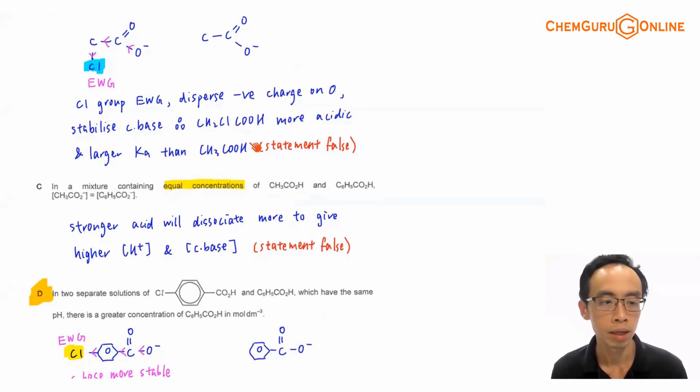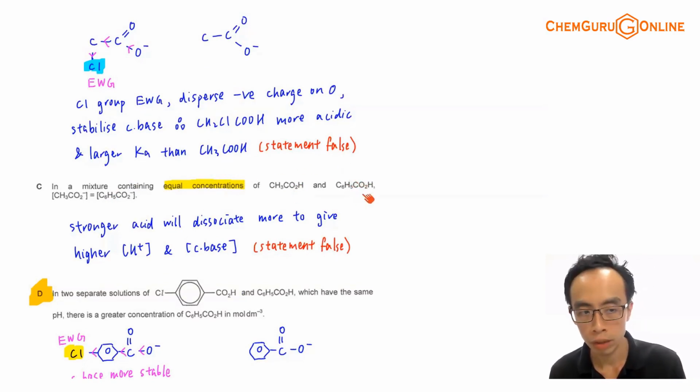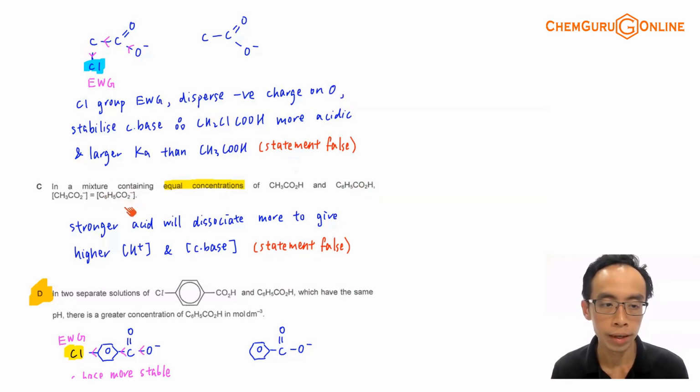How about statement C? Now, statement C: in a mixture containing equal concentrations of ethanoic acid and benzoic acid, the concentration for these two should be effectively the same. Of course, this statement is not true if I consider the difference in strength.